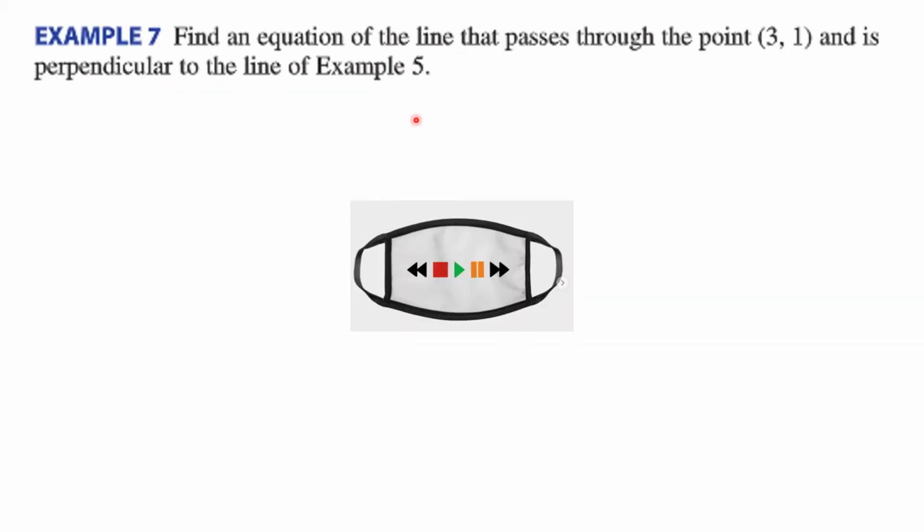So find the equation of the line that passes through this point and is perpendicular to the line of example 5. And you might remember the line of example 5 had a slope of 2. You know what to do. Let's see how you did.